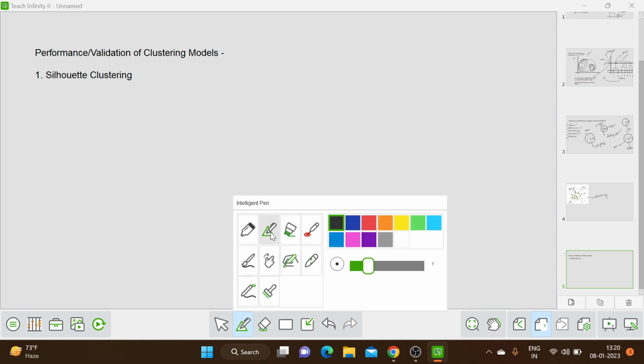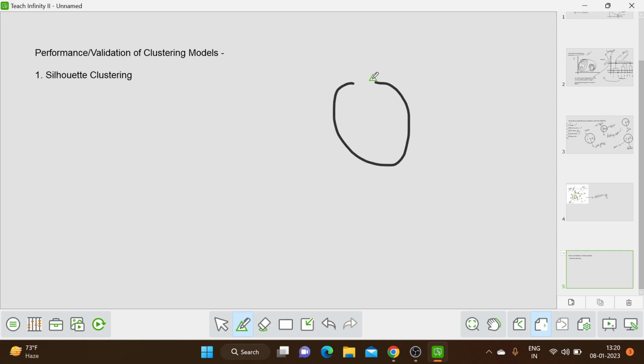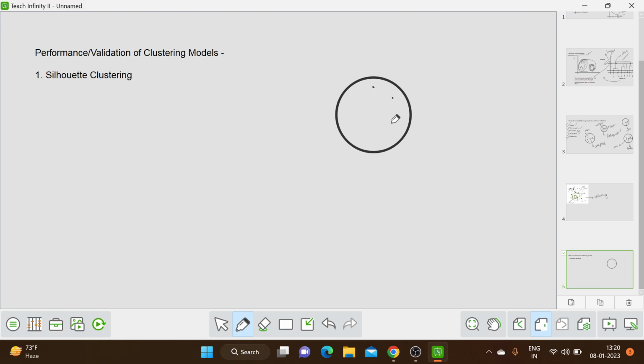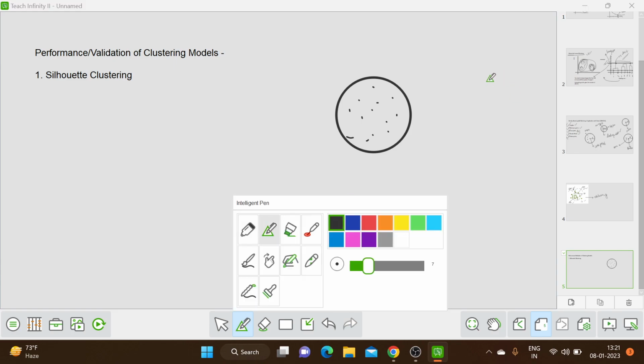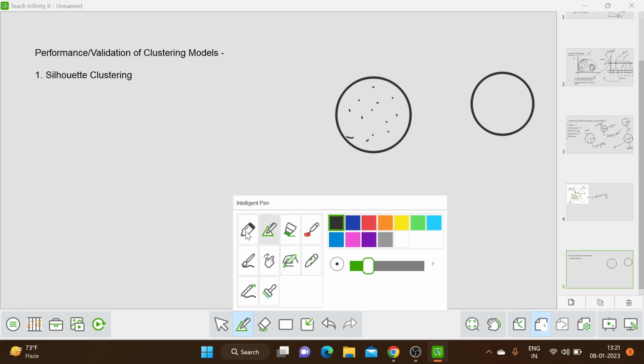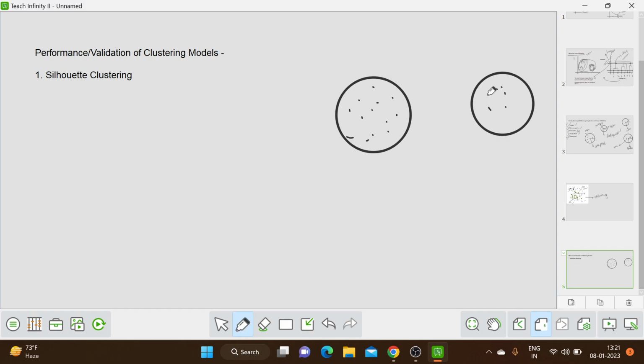First, take a cluster. So this is a cluster, and I have my data points like this. Another cluster I have, with data points as well. These are my data points in the clusters. First, I will calculate two distances.